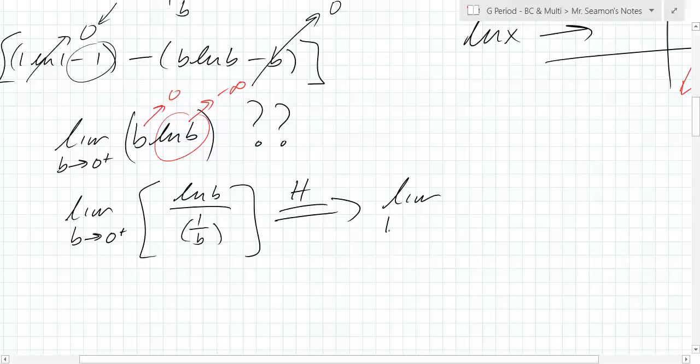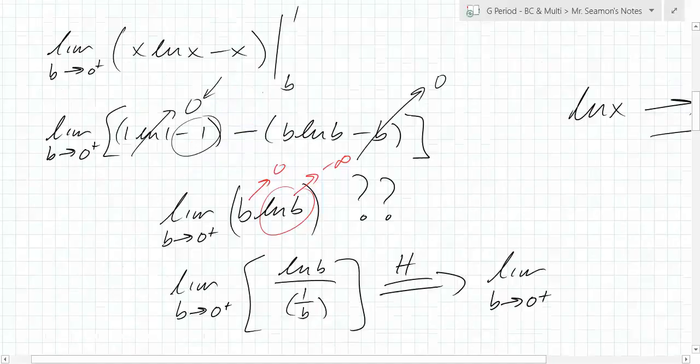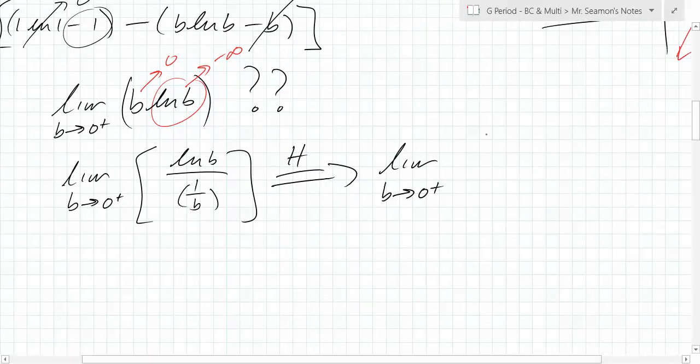This is going to be the limit as b goes to 0 from the right. What's the derivative of ln b? Oh, and these are all b. Yeah, sorry. It's 1 over what? Over, what's the derivative of b, 1 over, what's the derivative down below? b to the negative what? 2. Negative 2. Negative b to the negative. Like that? Is that correct?